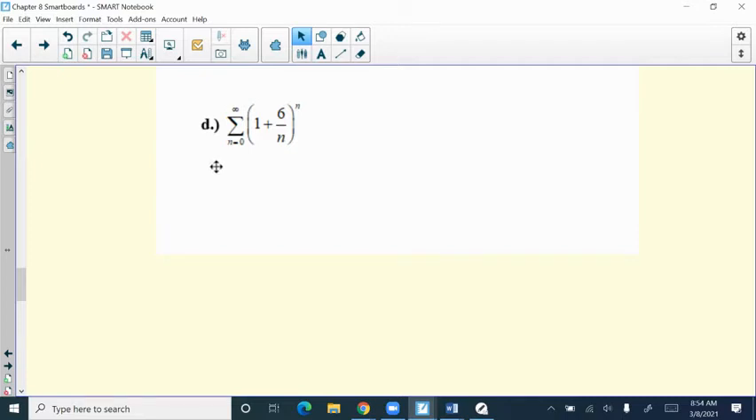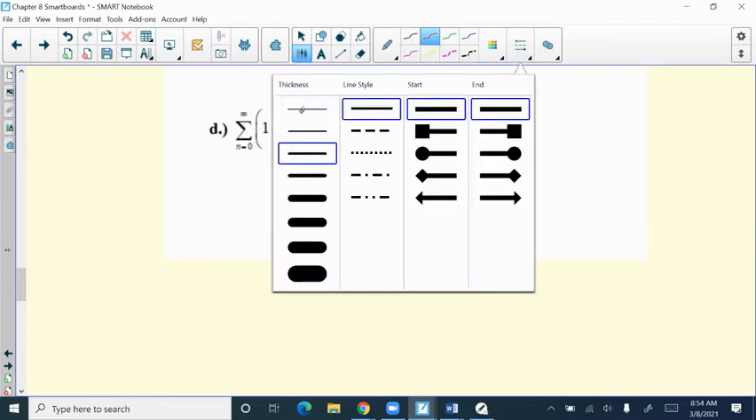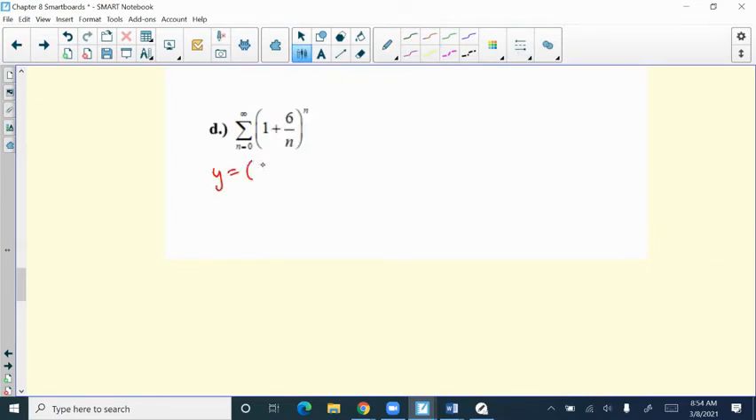So if you imagine just for a second that you had the equation y equals (1 plus 6 over n) to the n. We want to show that these terms aren't going to 0, because they're not. So I want to use the nth term test, but I want to show exactly what the limit is. On the AP exam, you can't just say the limit as n goes to infinity is not 0, therefore it diverges.